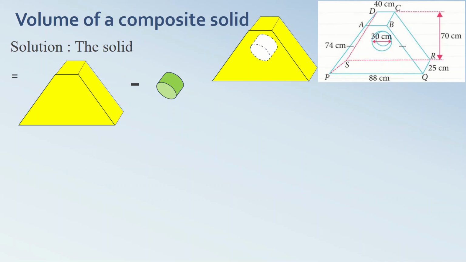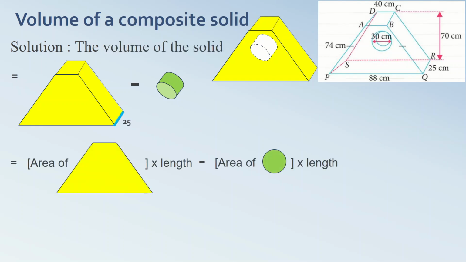Firstly, the solid is described as a trapezoidal prism with a cylindrical hole drilled through. What is a trapezoidal prism? Actually, a trapezoidal prism is simply a prism with a trapezium as its uniform cross-section. Likewise, a cylinder is a prism with a circle as its uniform cross-section.